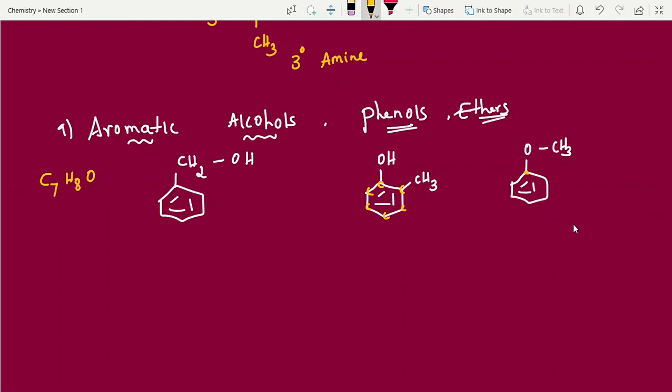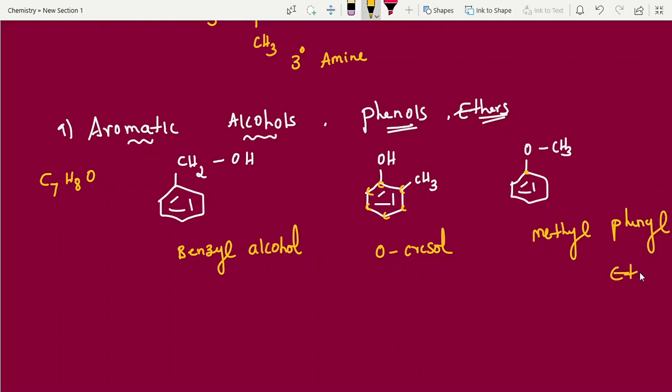This is aromatic alcohol. Actual name, this is benzyl alcohol. Benzyl alcohol. This is aromatic alcohol. This is phenol. This is what we call orthocresol. And this is what we call methyl phenyl ether, or also call it methoxybenzene, or also call it anisole. This is the common name. Any name they will ask. That's the reason all the names I have written here.